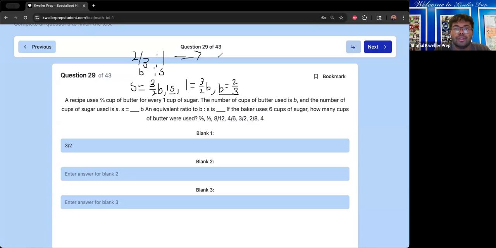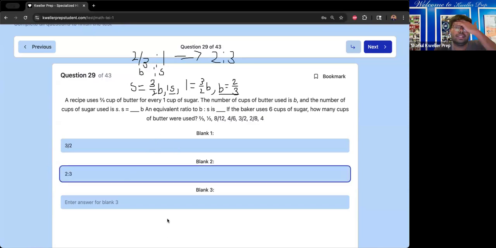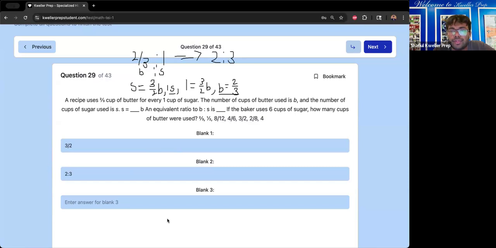So 2/3 to 1. We can make this easier to write. This is just 2 to 3. That's the ratio of butter to sugar. So it should just be 2 to 3. And then if the baker used 6 cups of sugar, how many cups of butter were used? So we know that for 2 butter is every 3 sugar. So if they use 6 butter, it should just be 3 times 3, which is 9.